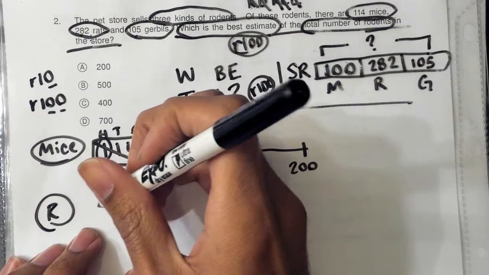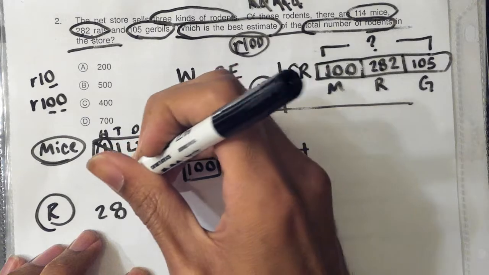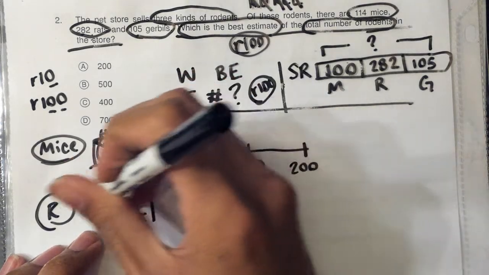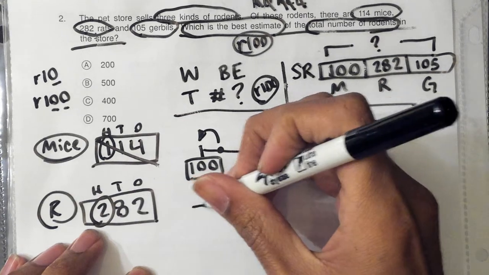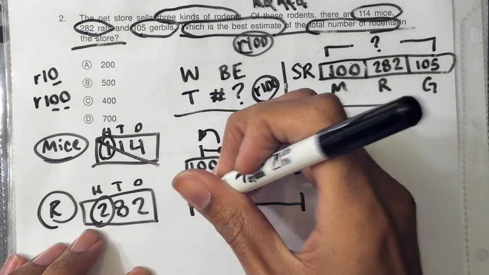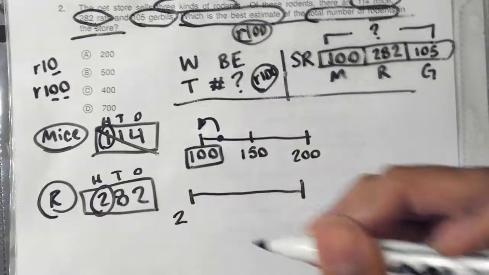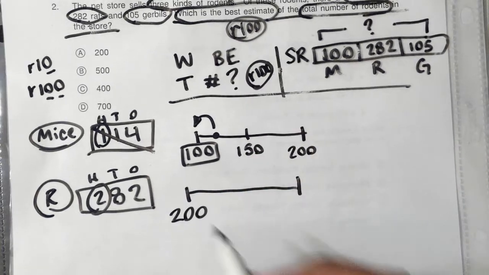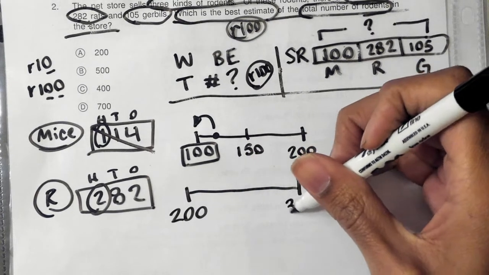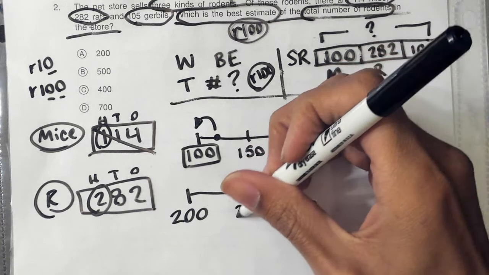I'm just going to write R this time. There are 282 rats. I know I'm rounding to the nearest 100, so I need to box in my 100. The number that's in the hundreds place is 2. So when I set up my number line, I need to start with 2 hundreds. That would be 2, and you fill in the rest with zeros. 200. The next group of 100 is 300. My midpoint is 250.